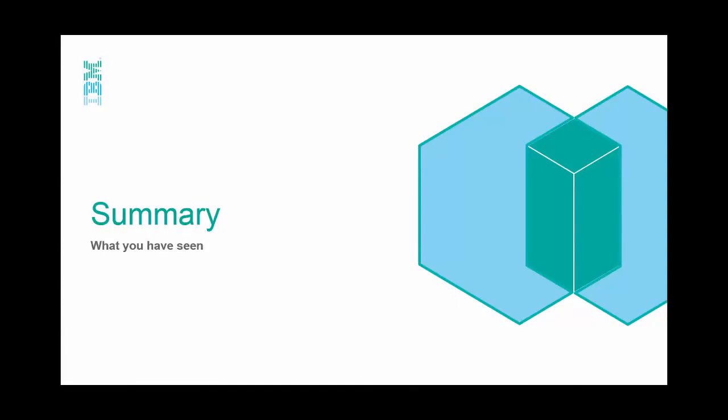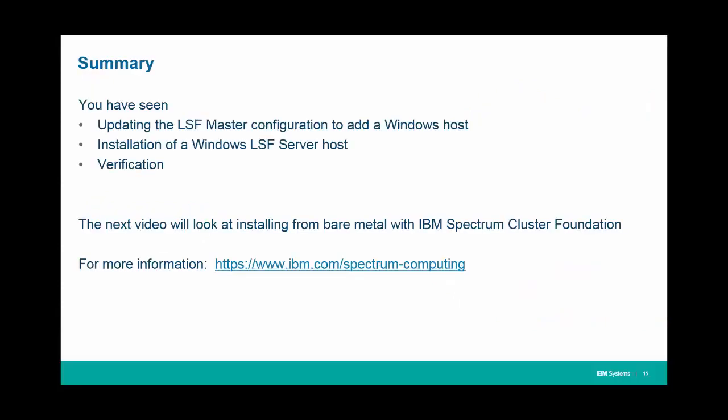So what have you seen? You've seen how we update the configuration on the LSF master host to allow it to use Windows boxes as servers. We've run the installation on the Windows box, and we've done some basic verification. In the next video, we're going to look at how we install from bare metal using IBM Spectrum Cluster Foundation. And for more information, here's a link that you can follow.